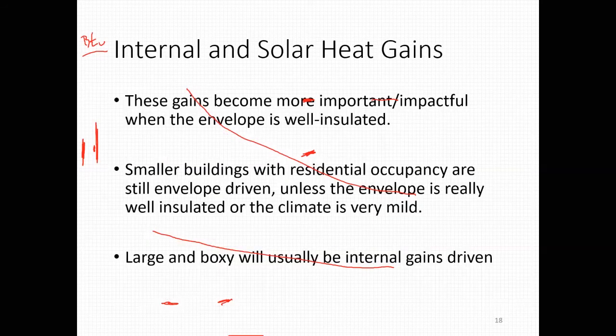Internal and solar heat gains become more important and impactful when the envelope is well insulated. Smaller buildings with residential occupancy are still envelope driven unless the envelope is really well insulated or the climate is very mild. Again, depending on the climate you're in, there's going to be a point of diminishing returns for the amount of insulation that you have.